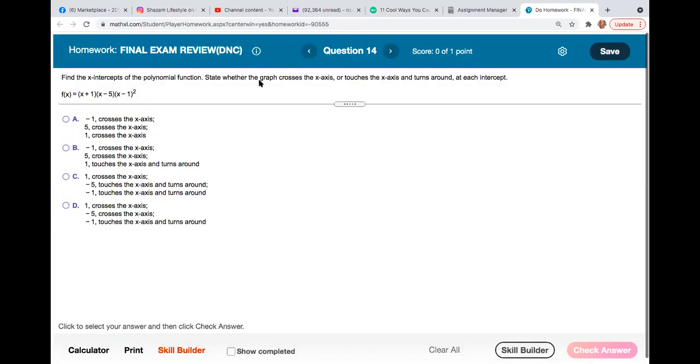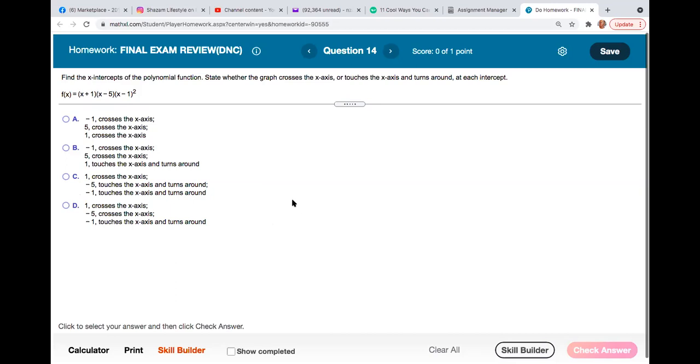Okay. All right, guys. Here's the next one. Find the x-intercepts of the polynomial function. Now, this one is already in factored form for you. So all you have to do is eyeball the polynomial, and you can figure out the x-intercepts, guys. So there's 3 x-intercepts: -1, +5, +1. Well, let me see here. All the answers have the exact same thing.